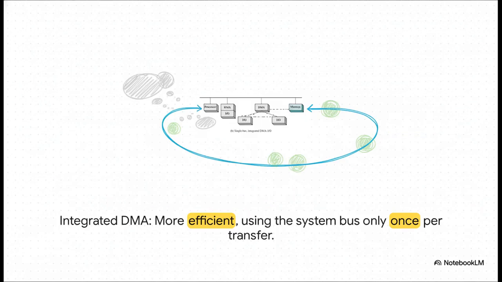So a much smarter design is to integrate the DMA controller right into the I/O module itself. And you can see here the improvement is huge. Now, that data only has to hop on the main system bus one time to go straight from the I/O module into memory. It's so much cleaner, so much more efficient.